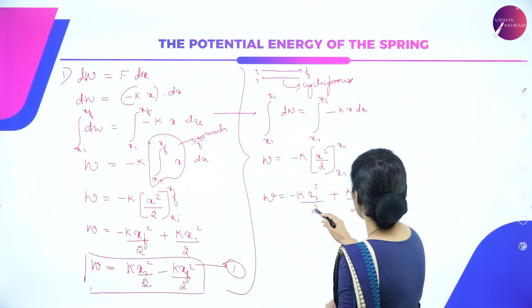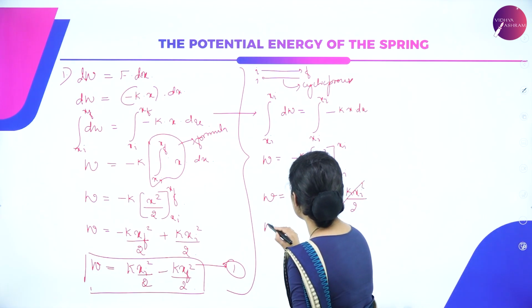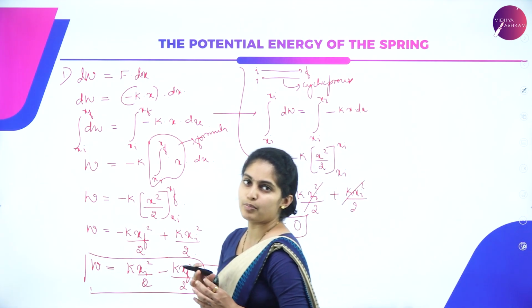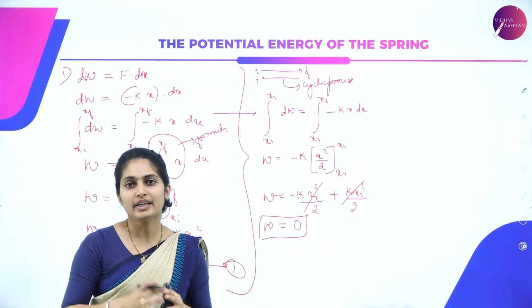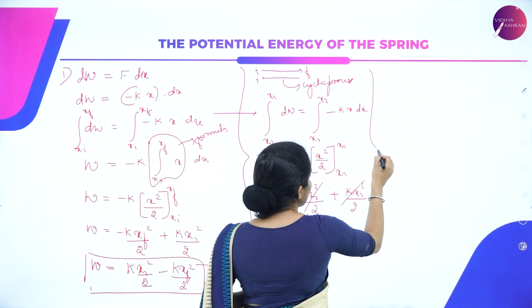Okay, so here what happens? Minus and plus cancel. So what do we have? The work done is said to be 0 at this condition. From initial to initial, when a block moves, the work done is said to be 0 itself. So that is your second set of concept.